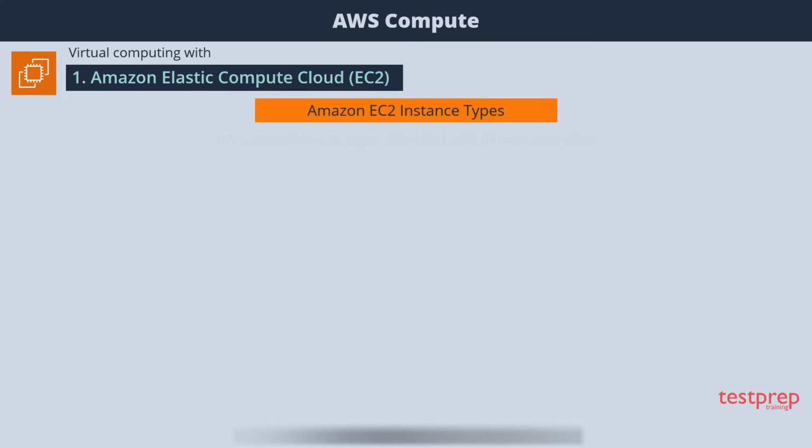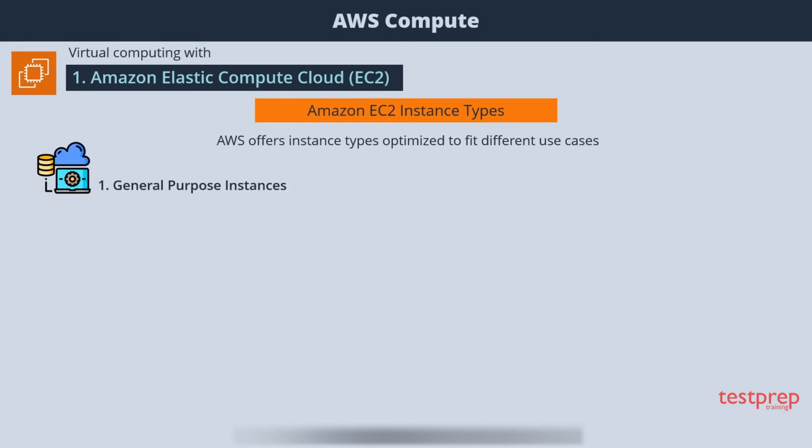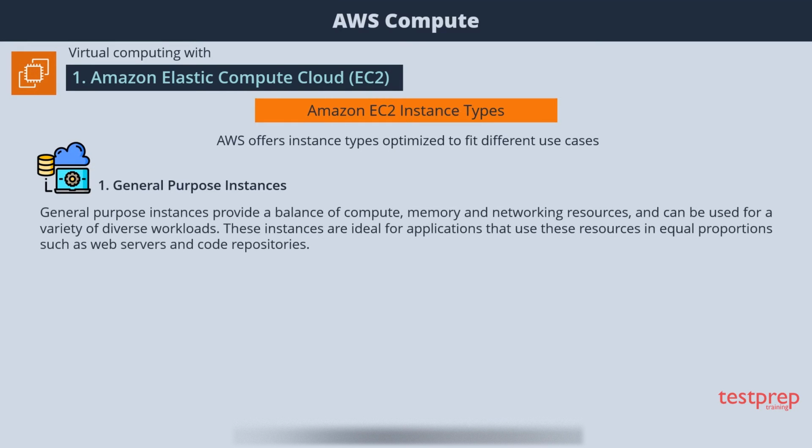Next is Amazon EC2 instance types. It is important to know your use case well before launching an instance. AWS offers instance types optimized to fit different use cases. 1. General purpose instances. These instances provide a balance of compute, memory and networking resources, and can be used for a variety of diverse workloads. These instances are ideal for applications that use these resources in equal proportions, such as web servers and code repositories.